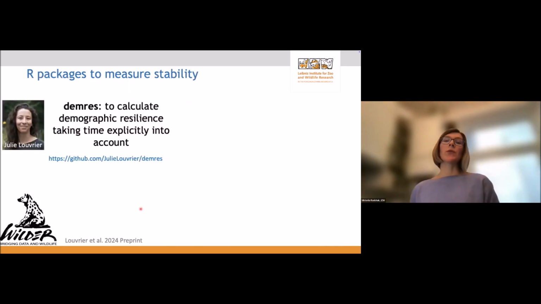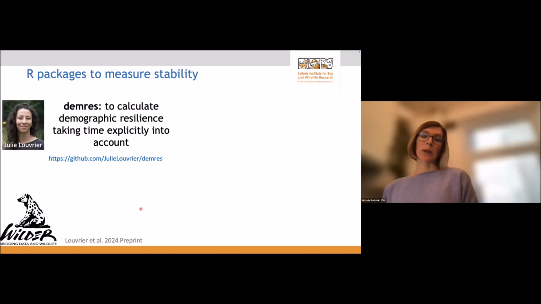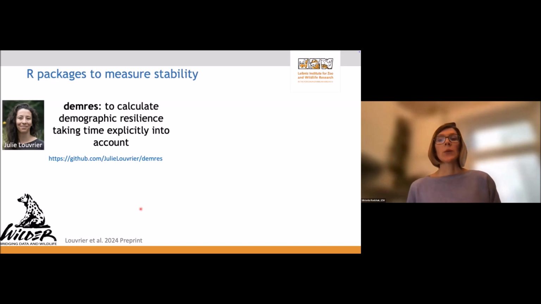Importantly, we facilitate quantification of time varying resilience and comparison of time varying resilience to the time constant approach by providing the R package, DEMRES. This package was developed by Julie Louvrier, the former postdoc in the lab, and we hope for its future use and application, and hopefully more insights on the time varying manner of demographic resilience, or more support for the time constant approach.